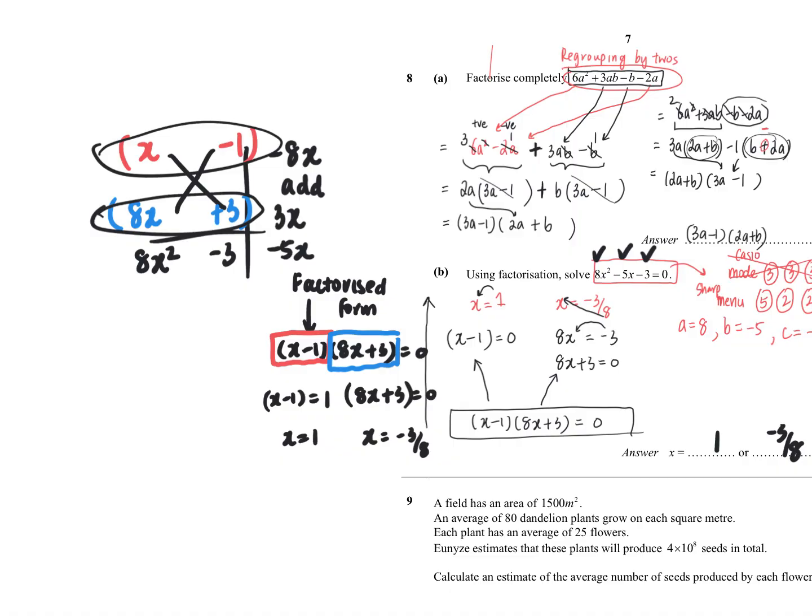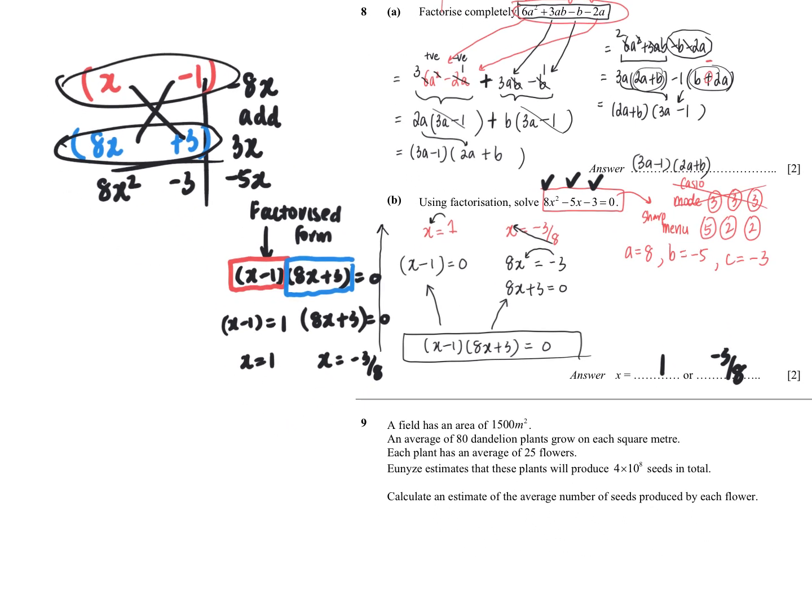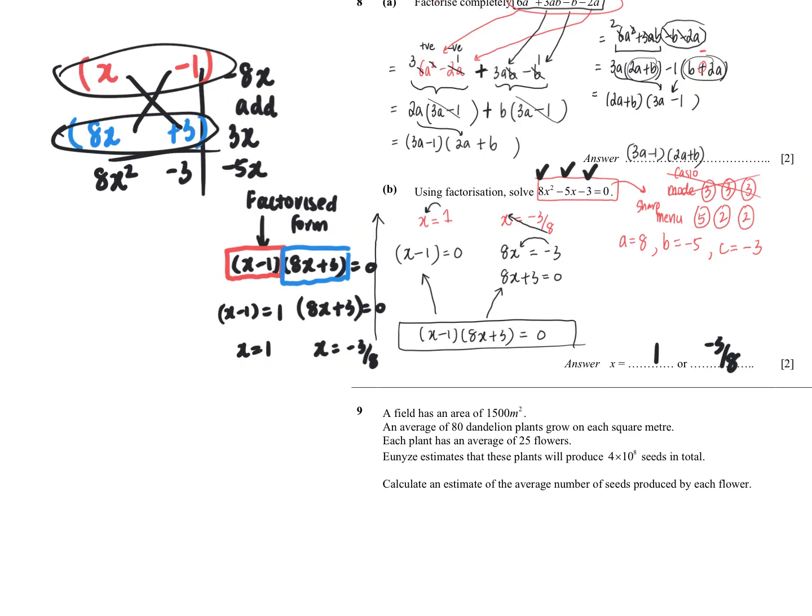So this is the reverse way. But you can still go and do this on your own. But if you are really stuck, remember you have the calculator to help you. They can help you get the factors directly. Okay? So this one is just exam survival skills. Okay, next one, question 9.